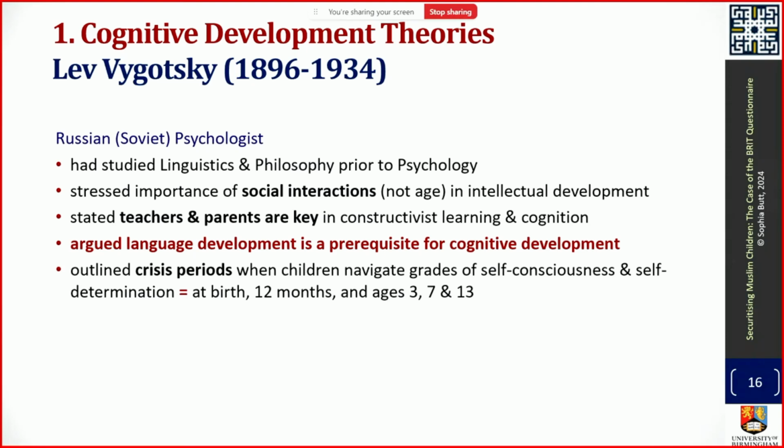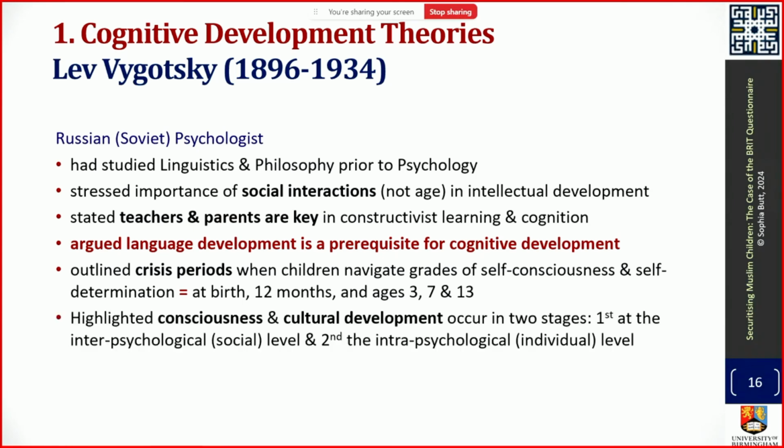He outlined what he called crisis periods, when children navigate different grades of self-consciousness and self-determination. So he said these occur at birth, at the age of approximately 1 year, and then at ages 3, 7, and 13. He said that consciousness and cultural development occur in 2 stages. The first stage is the interpsychological or the social level, and the second is the intrapsychological or the individual level.